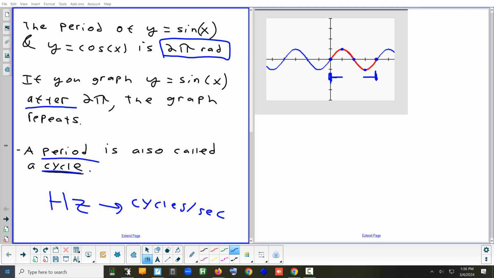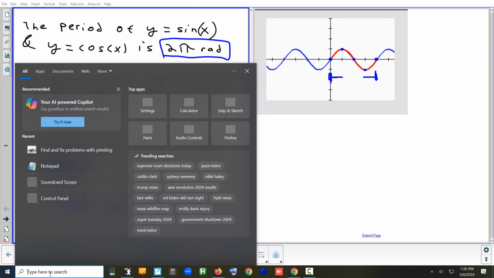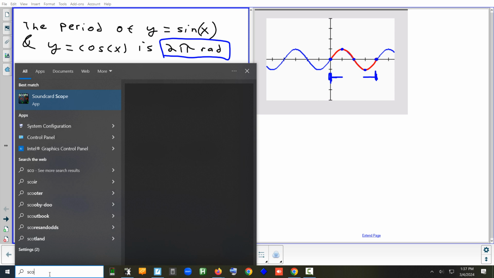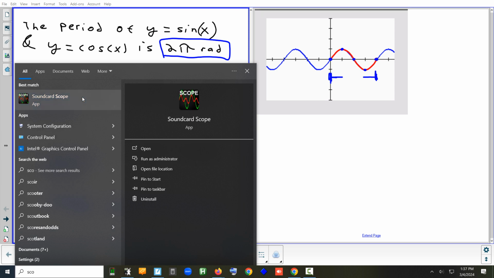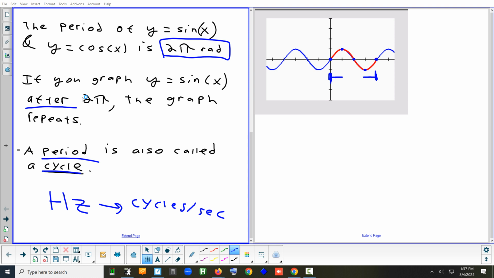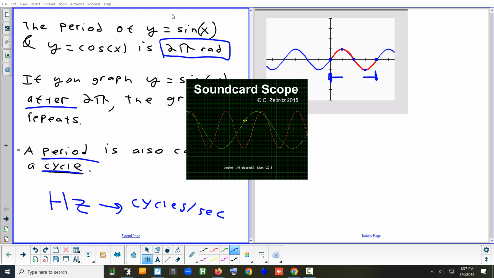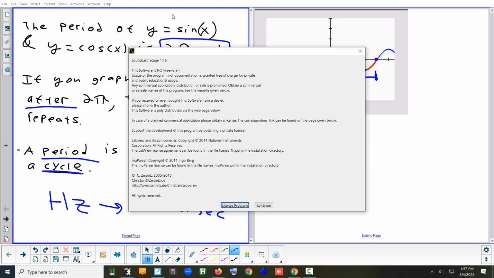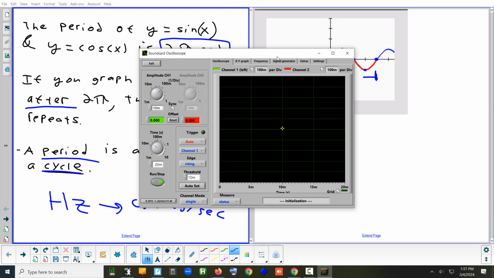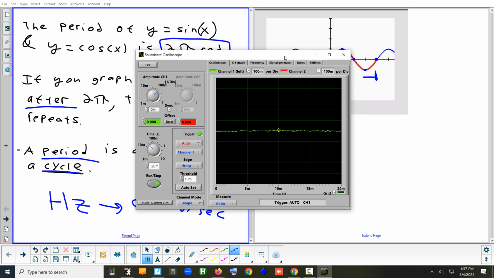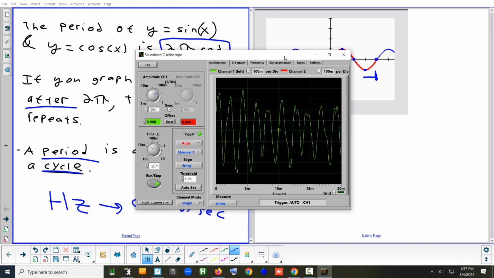Right? And I can show you. Let me show you that. Let me go to something. So this program is an oscilloscope, software version of an oscilloscope. And what it does is it takes sound and it turns it into a picture. So the microphone's on, so it's going to pick up my voice. And there we go. So as I talk, you can see a picture of my sound, of my voice.